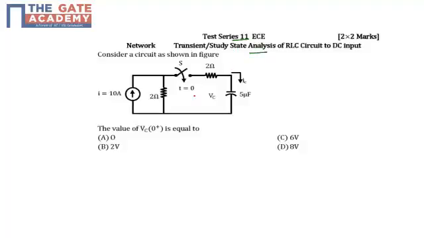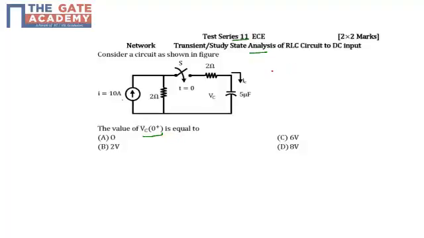In the question we have one RC circuit in which we have a current source of 10 ampere and there is one switch which is going to close at t = 0. The question has asked what is the voltage across the capacitor at t = 0+. We need to find the voltage across the capacitor at t = 0+.